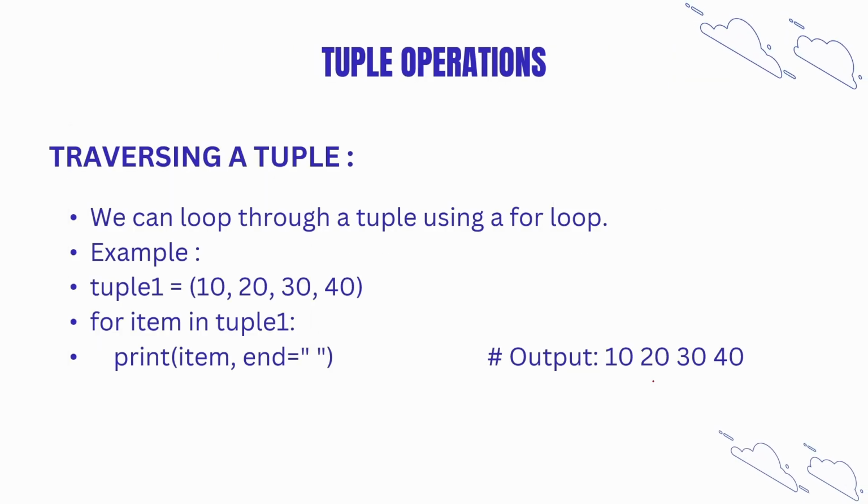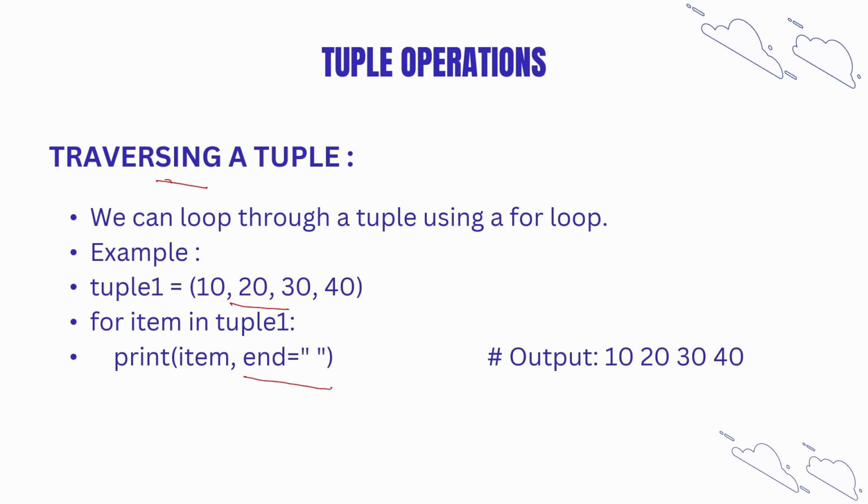Next is tuple operations. These are the operations we can perform on a tuple. First is traversing a tuple. We can loop through a tuple using a for loop. Like if we have a tuple 10, 20, 30, 40, we say for item in tuple 1, print item.